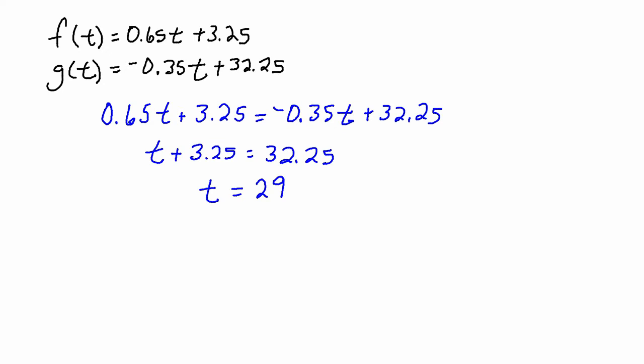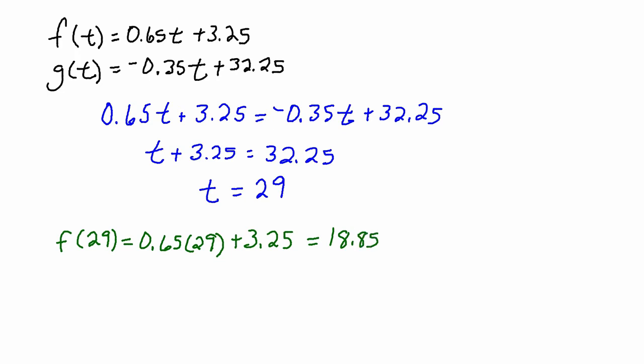To figure out what that market share will be, I want to choose one of my original equations. I'm going to use F of t and substitute 29 in for t. So I have F of 29 equals 0.65 times 29 plus 3.25. That equals 18.85 because that's 0.65 times 29, plus 3.25, which gives us 22.1 as the market share.